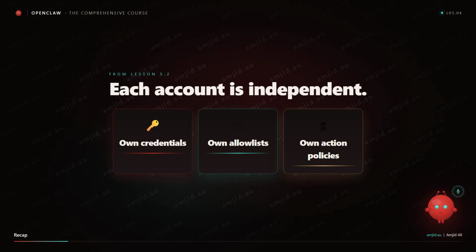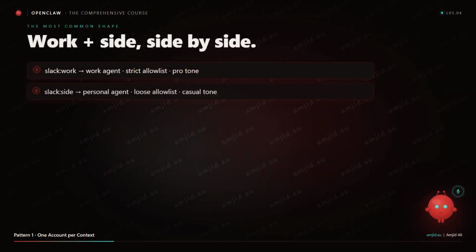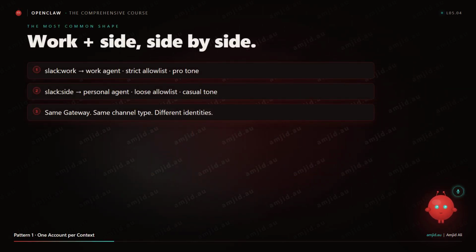Pattern 1. One account per personal context. Your work Slack workspace and your side project Slack workspace each get their own account, bound to different agents. So, Slack account work routes to your work agent, strict allow lists, professional tone, careful action policy. Slack account side routes to your personal agent, looser allow lists, more casual tone, same Slack, different worlds.